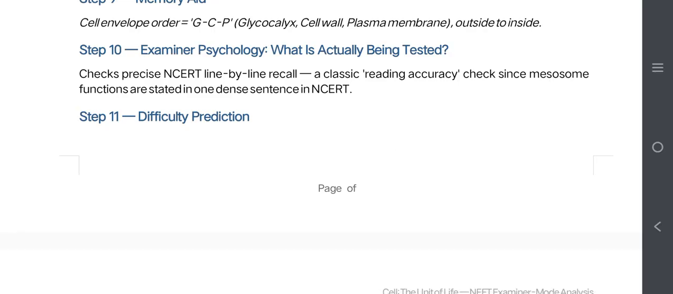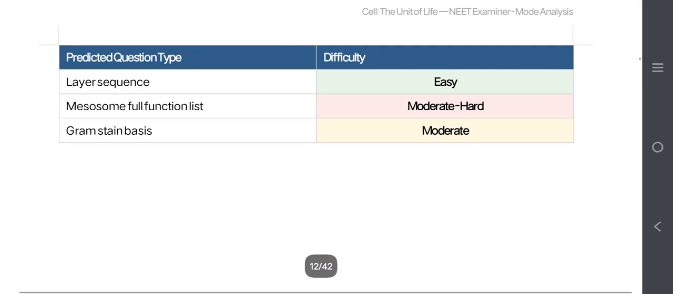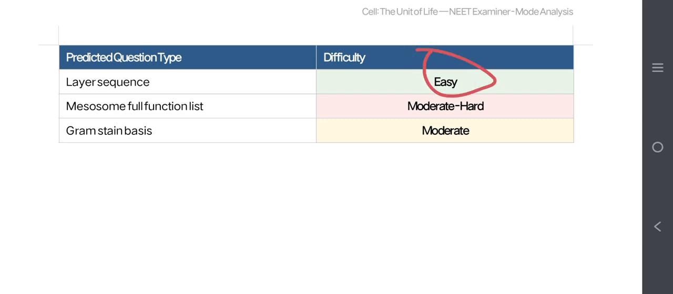Examiner psychology: what is actually being tested? It checks precise NCERT line-by-line recall, a classic reading accuracy. We should read NCERT accurately, line by line, since the mesosome functions are stated in one dense sentence in NCERT. Difficulty prediction of these MCQ types: the layer sequence is very easy. We talked earlier about that.